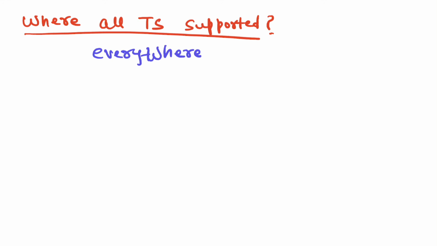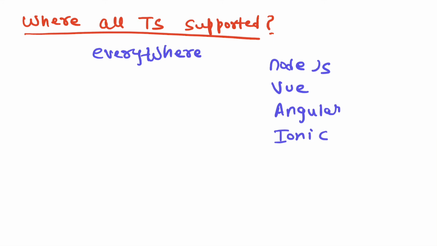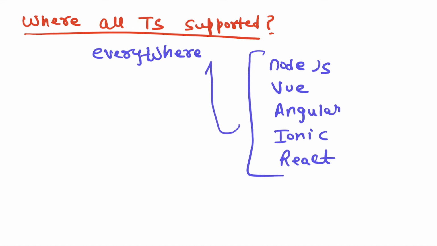Now whether it's node.js or Vue, let's say you are using Angular, Ionic, or React, any web framework you can think of, TS is supported everywhere. So you can rely on TS, and you will not face any compatibility issues with your web framework. Be it on the mobile side or on the web application side, you can rely on TS to code your JavaScript code, right?